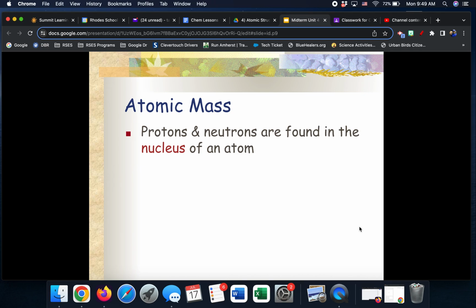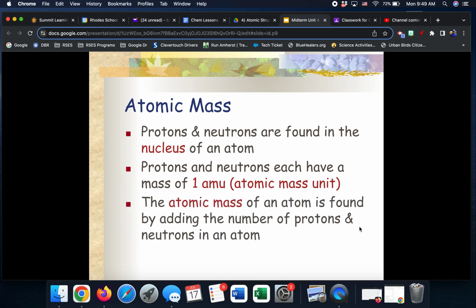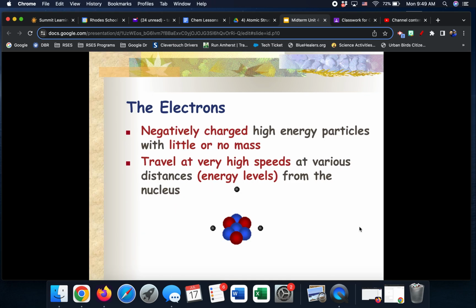The atomic mass, we said we're only going to be concerned with protons and neutrons, all found in the nucleus. Each of them have what's considered an AMU, an atomic mass unit. So if you have 1 proton and 1 neutron, you add that together. 1 plus 1 is 2 would be the atomic mass of that element. Really, you just add protons and neutrons and you're good.